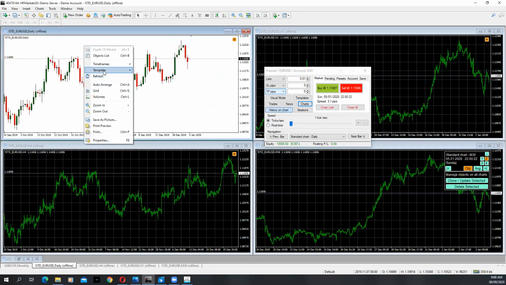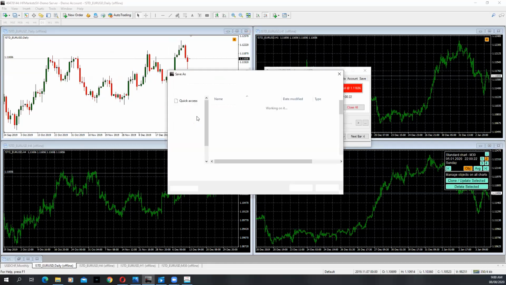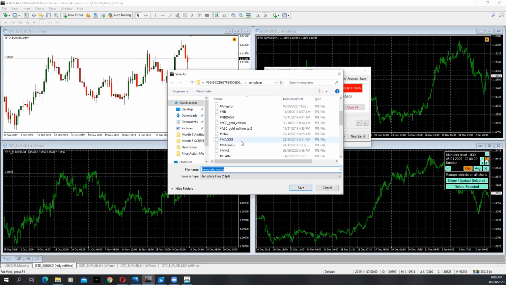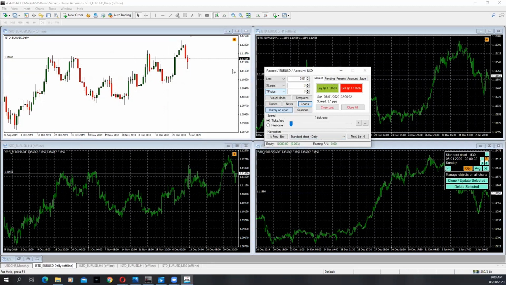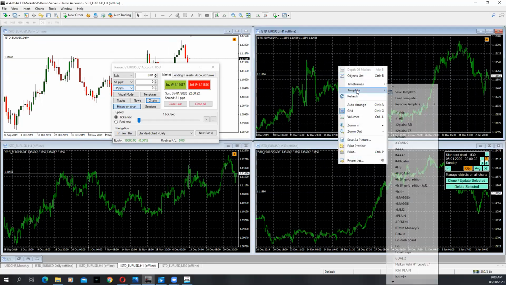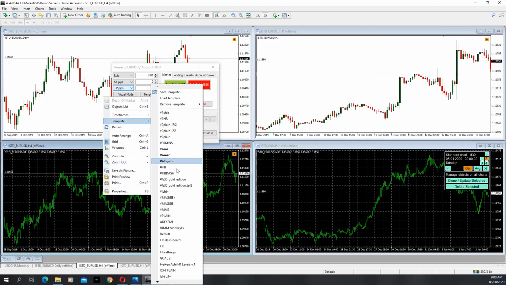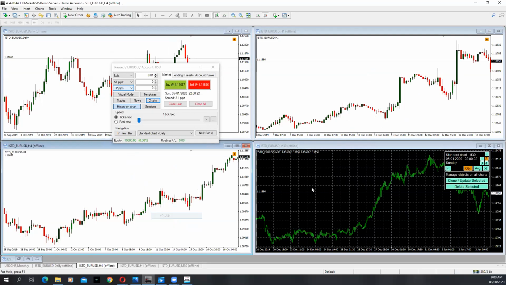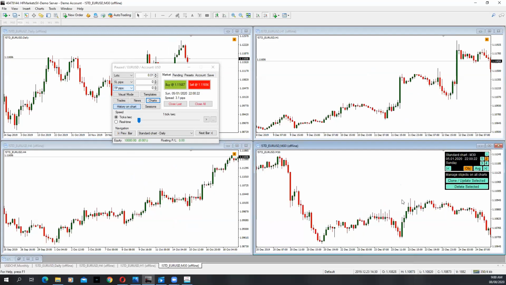So let me save this template as plain. It works the same way with your MT4, so there is nothing to change on it. Then I move over to other time frames. I put that same plain template. So you have all these on your charts now.